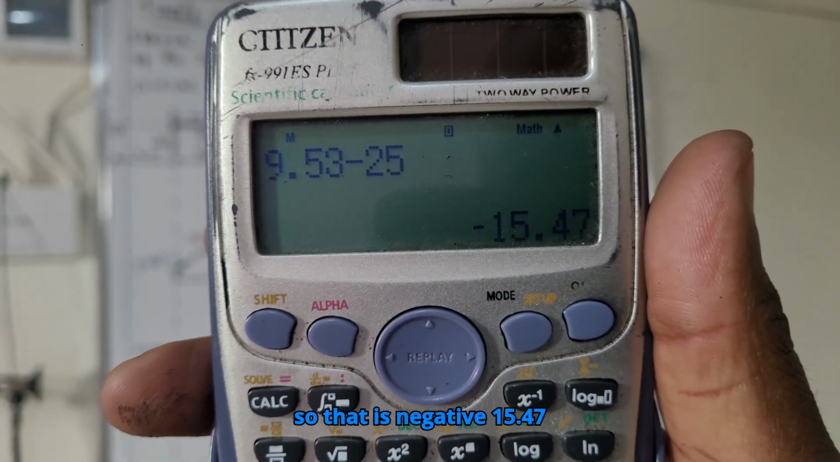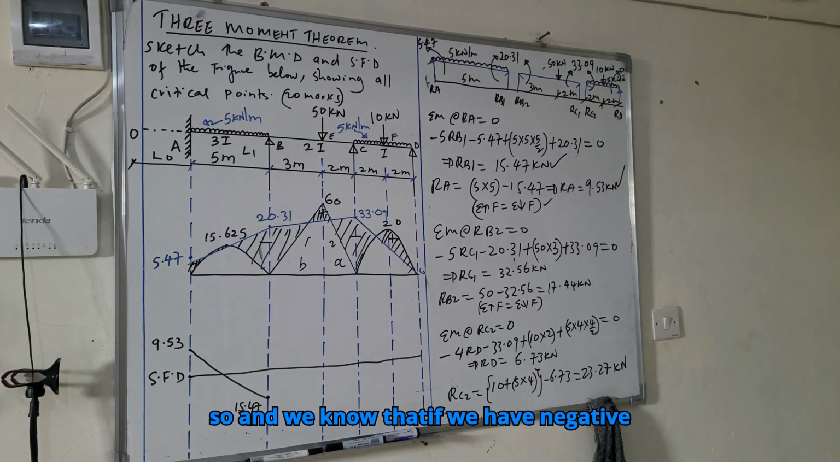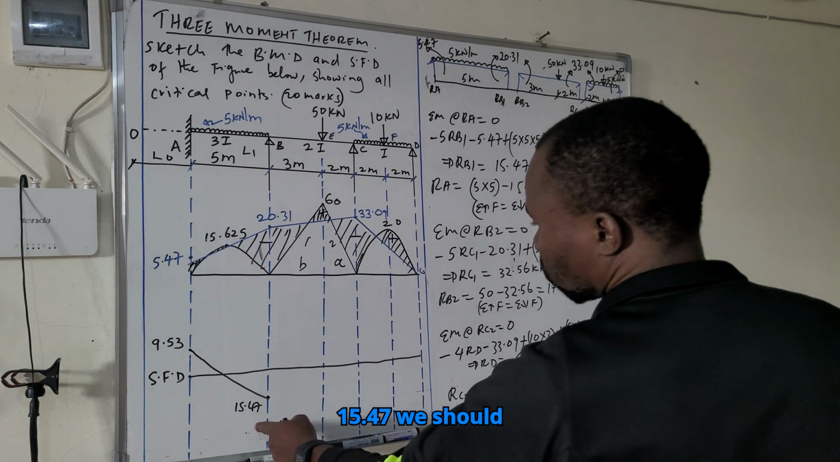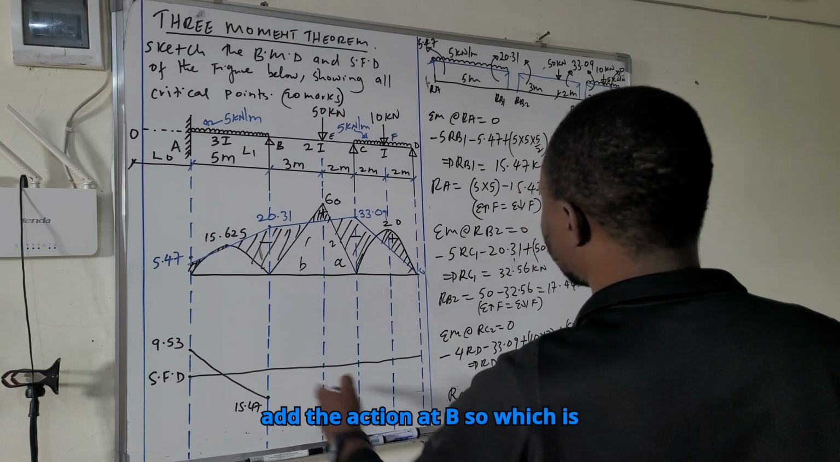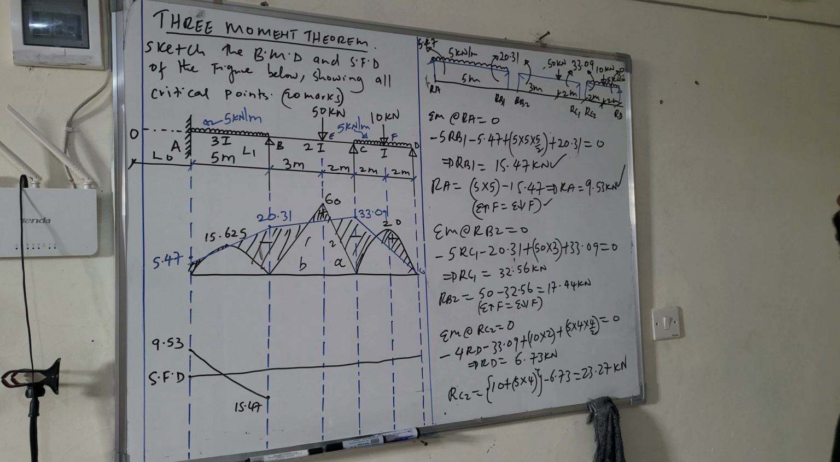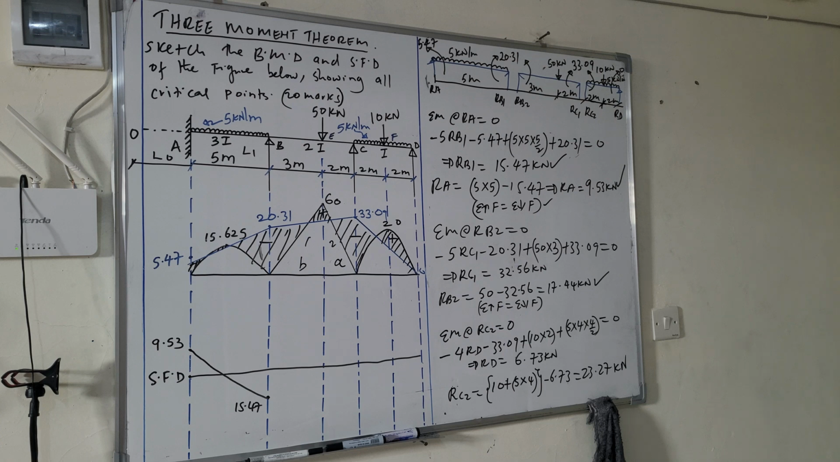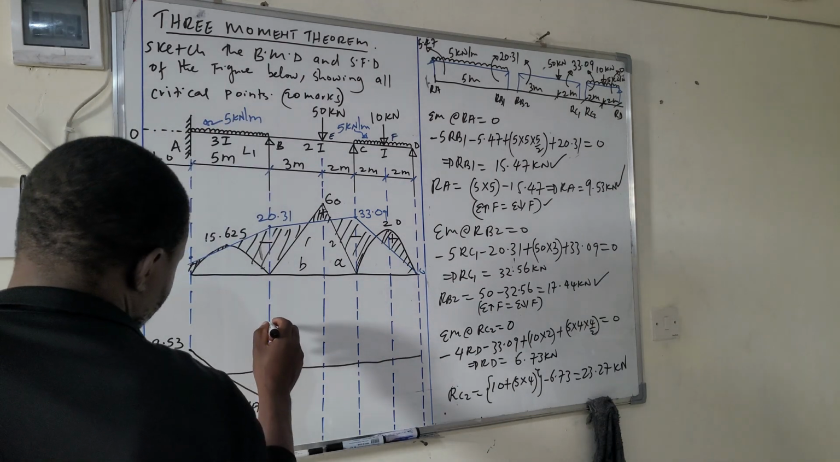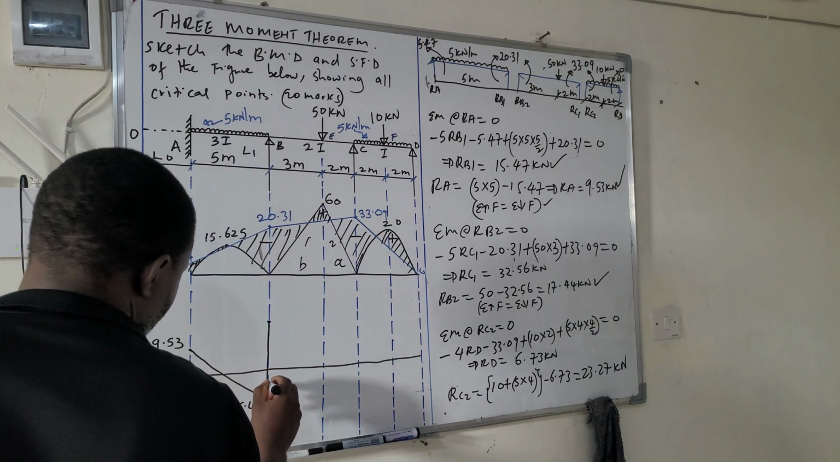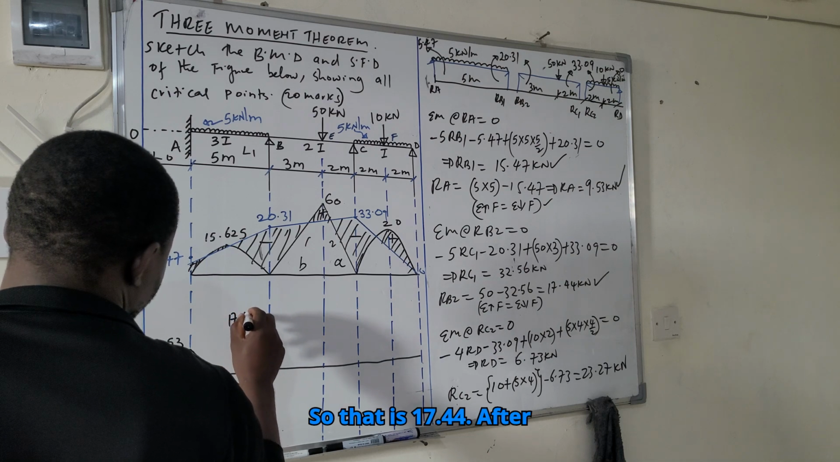So that is negative 15.47. We know that if we have negative 15.47, we should add the reaction at B, which is RB1 plus RB2. So 15.47 plus 17.44. So you'll get 17.44. Again, you come here and draw 17.44.